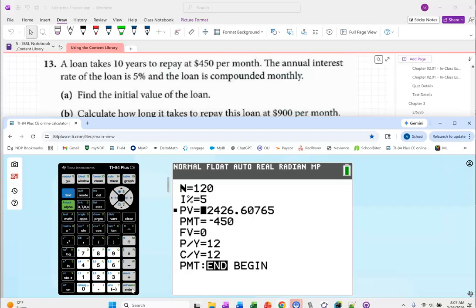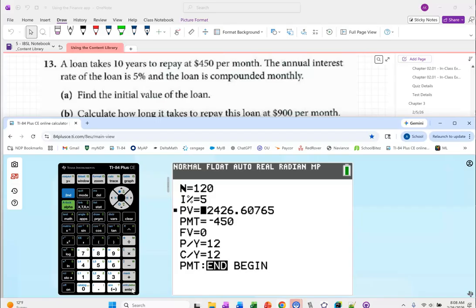So the key here is realizing at the end of the loan, how much do you owe the bank? 0, right? So the future value on that loan should be 0. So it says that I took out a loan for $42,426.61. Is that okay with everybody?